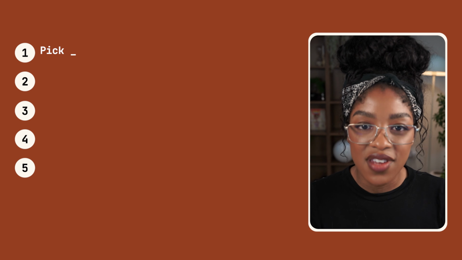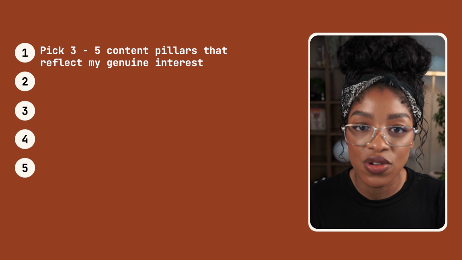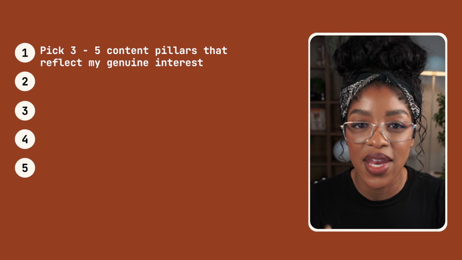And I think that's the result of us approaching YouTube so strategically. We're seeing other people talk about a topic that's performed well, and then we think that's our sign to do the same. And that's because up until this point, that has worked. But I don't think that's the case anymore. So I would start by picking 3 to 5 content pillars that reflect my genuine interests.